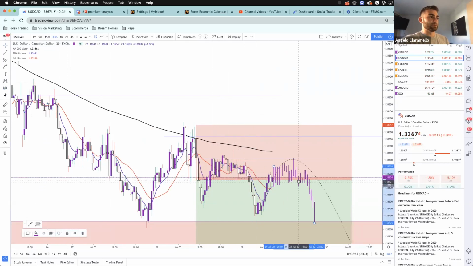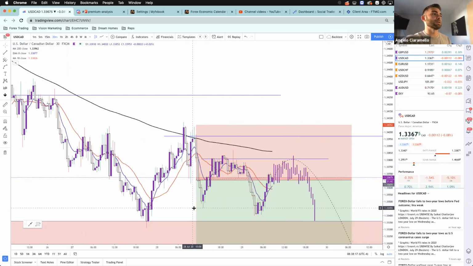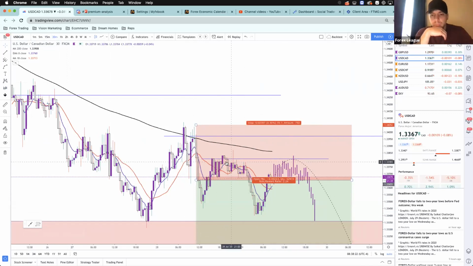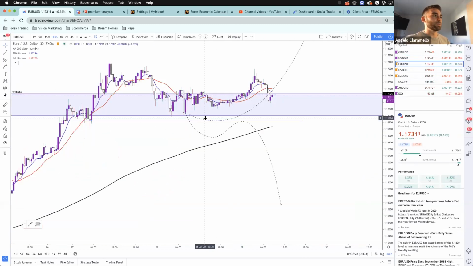Boom. Coming up into this zone, seeing some rejection, and then falling off. That is the move we are anticipating at the moment. So based on how it respects structure there, we'll be patient. So let's go over now to EU.